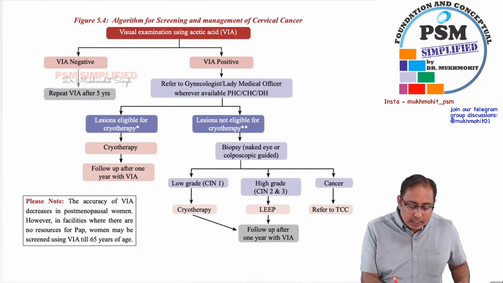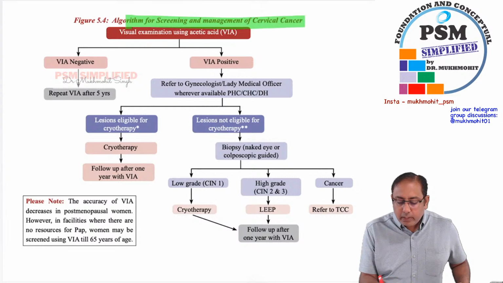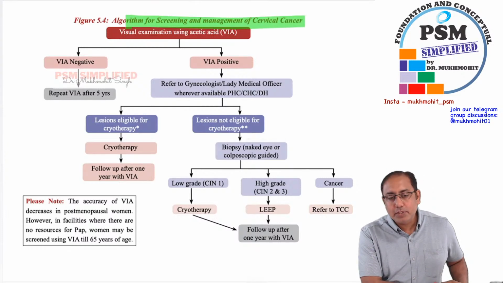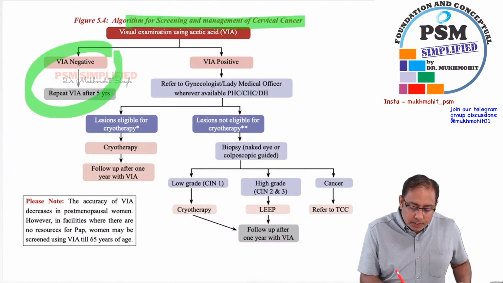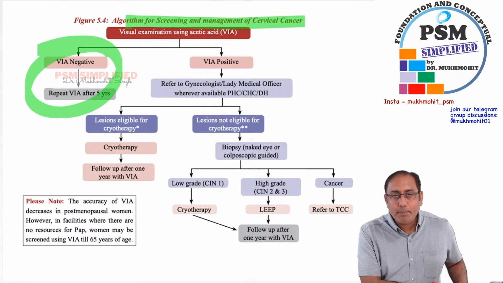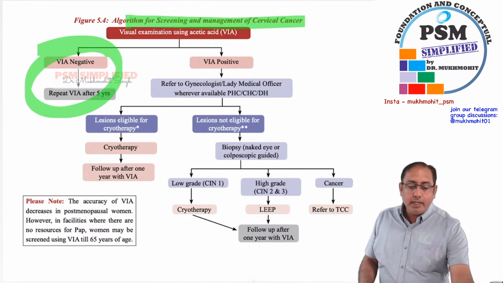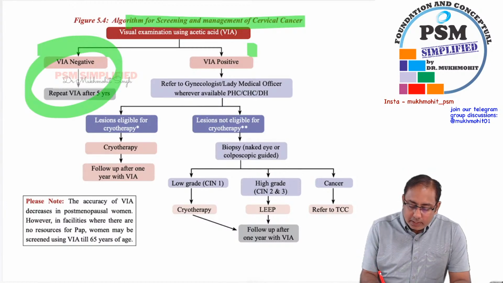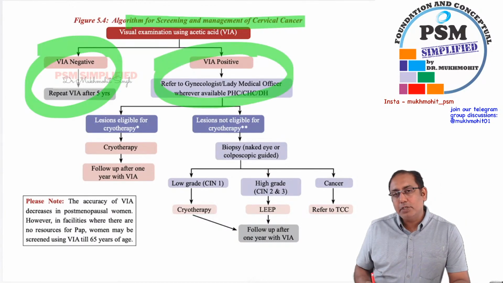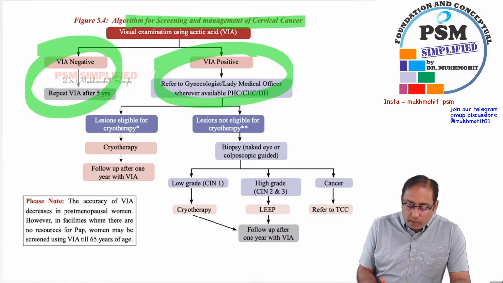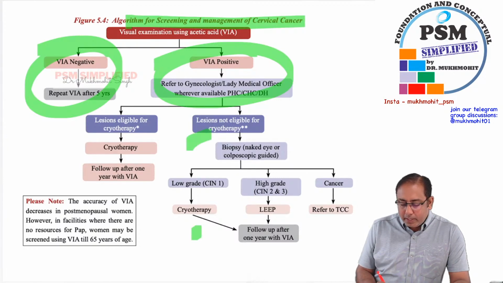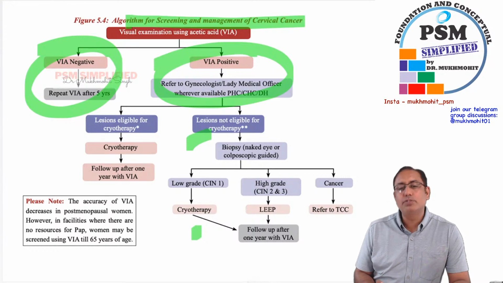When the VIA is negative, this is the algorithm for screening and management of cervical cancer by the Ministry of Health and Family Welfare, Government of India, 2017. These are the 2017 guidelines which have not yet been updated. If the patient is VIA negative, you have to repeat the VIA after 5 years. If the VIA is positive, then we refer the patient to the gynecologist, and they will do cryotherapy or colposcopy, and then they will do the grading of the cancer and so on.